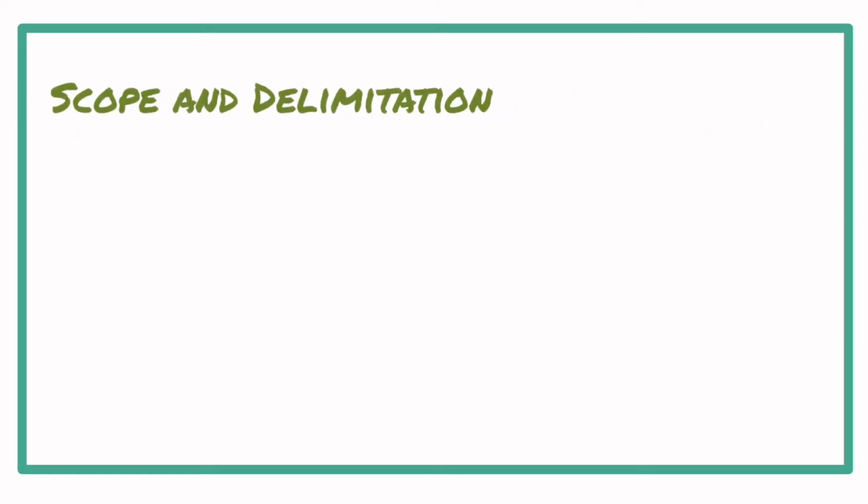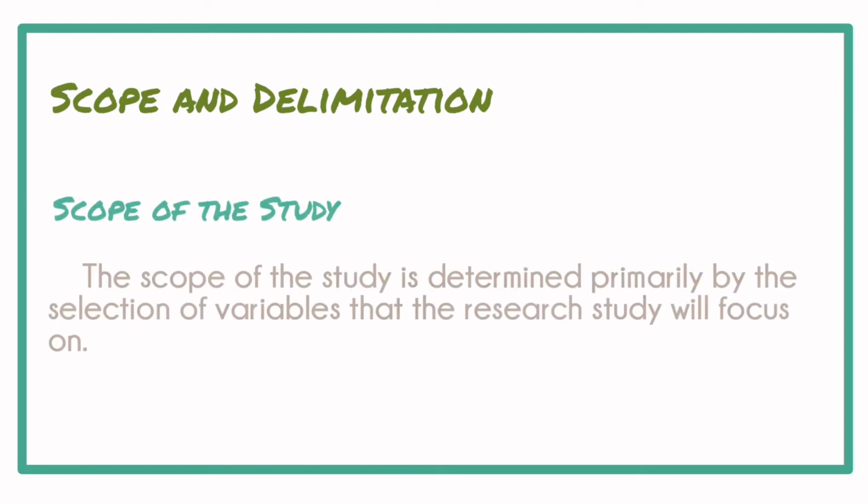Scope and delimitation. Let us define the scope of the study first. The scope of the study is determined primarily by the selection of variables that the research study will focus on. Defining the scope of the research requires careful selection of variables that will be investigated, as well as the attributes that will define and measure these variables.